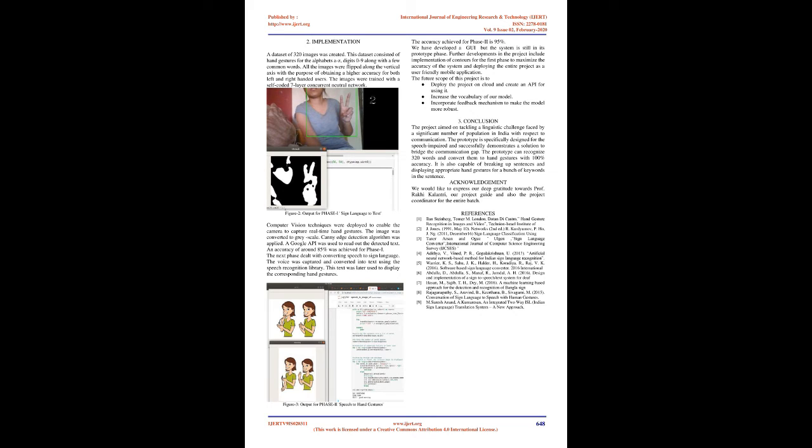2. Implementation. The accuracy achieved for Phase 2 is 95%. A dataset of 320 images was created. This dataset consisted of hand gestures for the alphabets A to Z, digits 0 to 9 along with a few common words. All the images were flipped along the vertical axis with the purpose of obtaining a higher accuracy for both left and right-handed users. The images were trained with a self-coded 7-layer convolutional neural network. Figure 2, output for Phase I sign language to text.